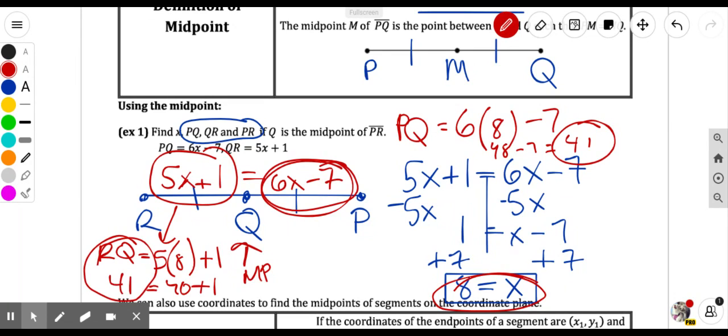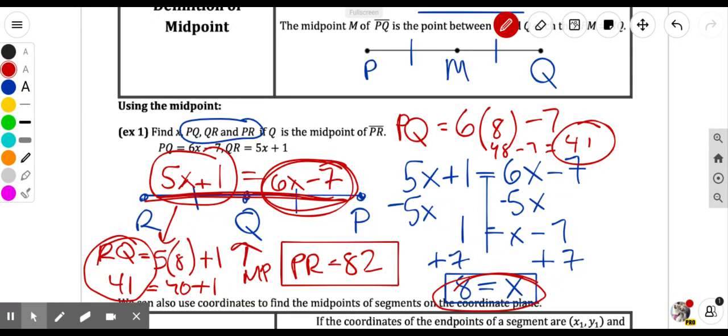And then lastly, it wants us to find PR, which would be the whole segment. So we can just do 41 plus 41. So PR would be 82. Okay, that's how you do an algebraic midpoint question.